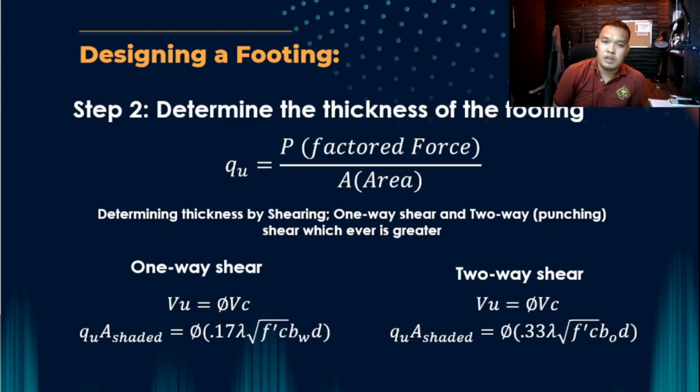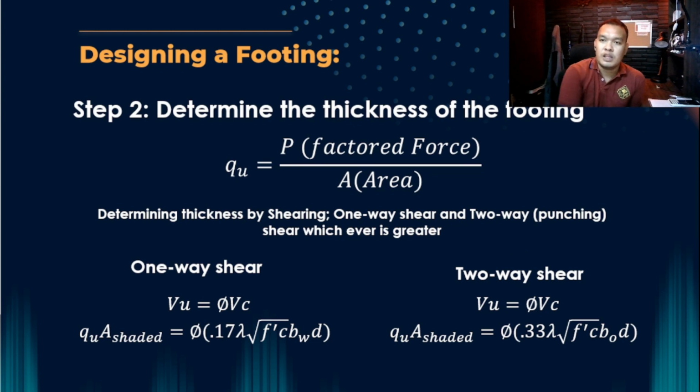Then, for the step 2 naman, ito yung mga formula na kailangan natin. After mo makuha yung area, so kailangan mong i-get yung ultimate soil pressure, yung QU. But, using the factored force na, yung may 1.2 and 1.6 live load. Divided by the area computed dun sa previous steps natin. Okay, after mo makompute yung QU, then i-check mo yung one-way and two-way shear to get the value of D, no? Or the actual thickness.